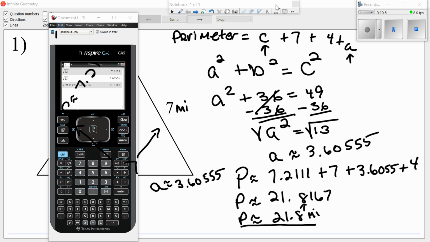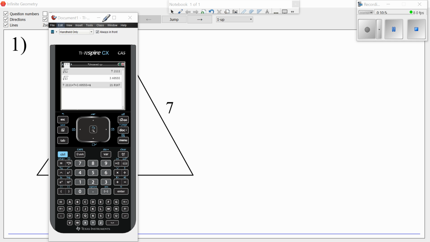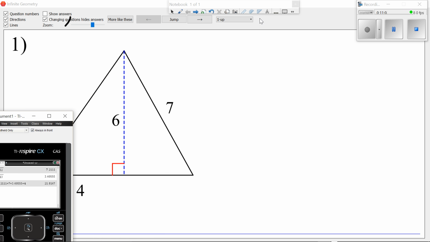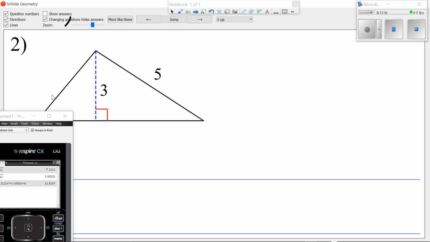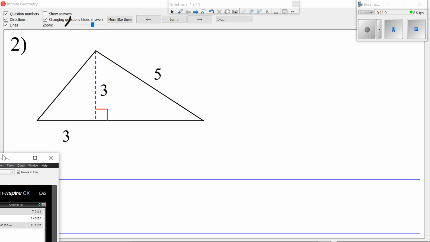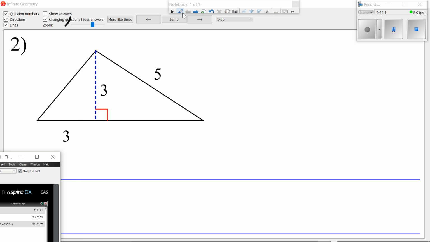Okay, why don't you try the next one? Alright, so here's problem number 2 coming up right here. So we're finding the perimeter of the triangle. So find your perimeter and round it to the nearest tenth.